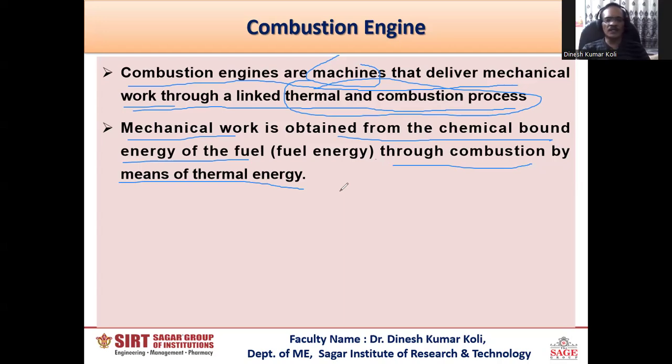So we are having different types of fuel, different gases. LPG is the fuel, CNG is the fuel. And when this fuel burns, and burning is the combustion, that is the chemical reaction. So when the molecular bond breaks, then it liberates some energy that is called the combustion energy. So mechanical work is obtained from that energy.